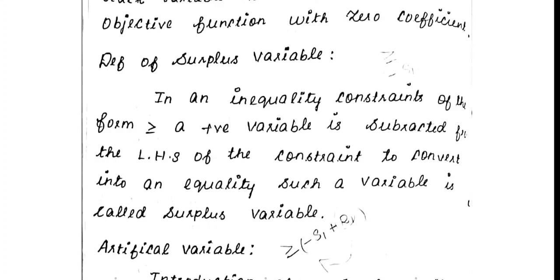Artificial variable. Introduction of a surplus variable will not result in a feasible solution. To overcome this, we introduce an artificial variable into the constraint. The coefficient of the artificial variable in the left hand side is introduced into the objective function.